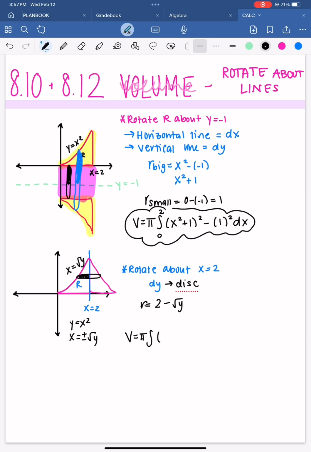Alrighty, let's plug it in. So now it's going to be pi r squared dy, and we need y values. So we're going to be integrating from 0 to that dot right there, 0 to 4. Remember, you're using y values because it is dy. And that is it.